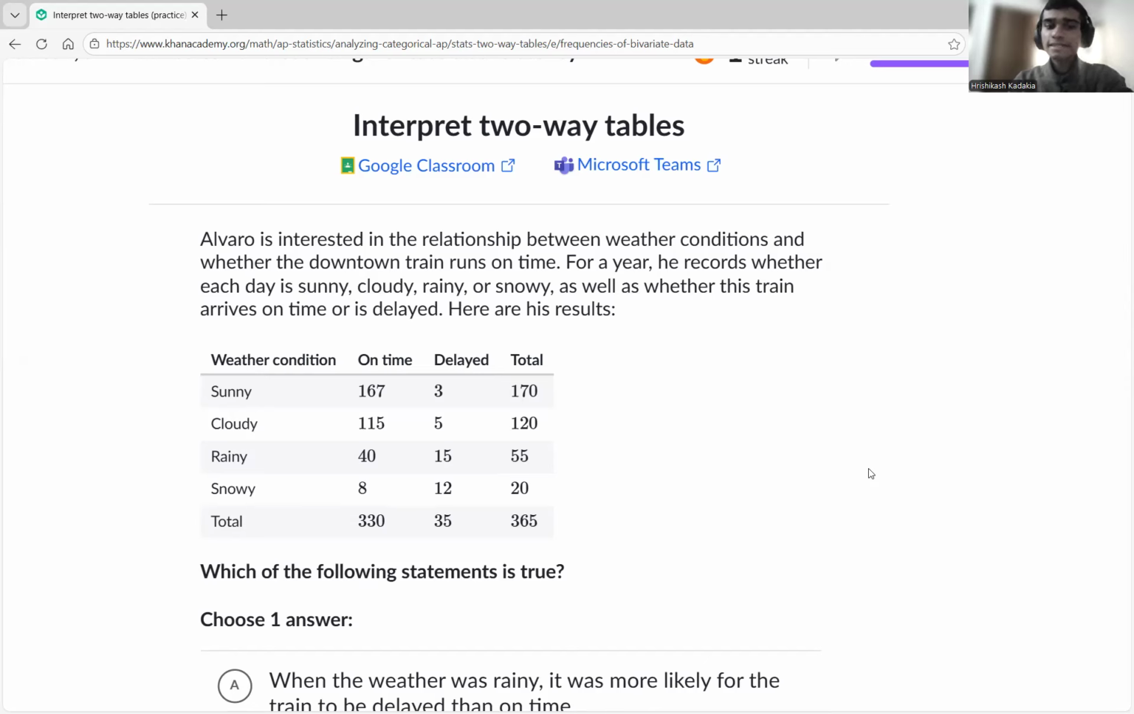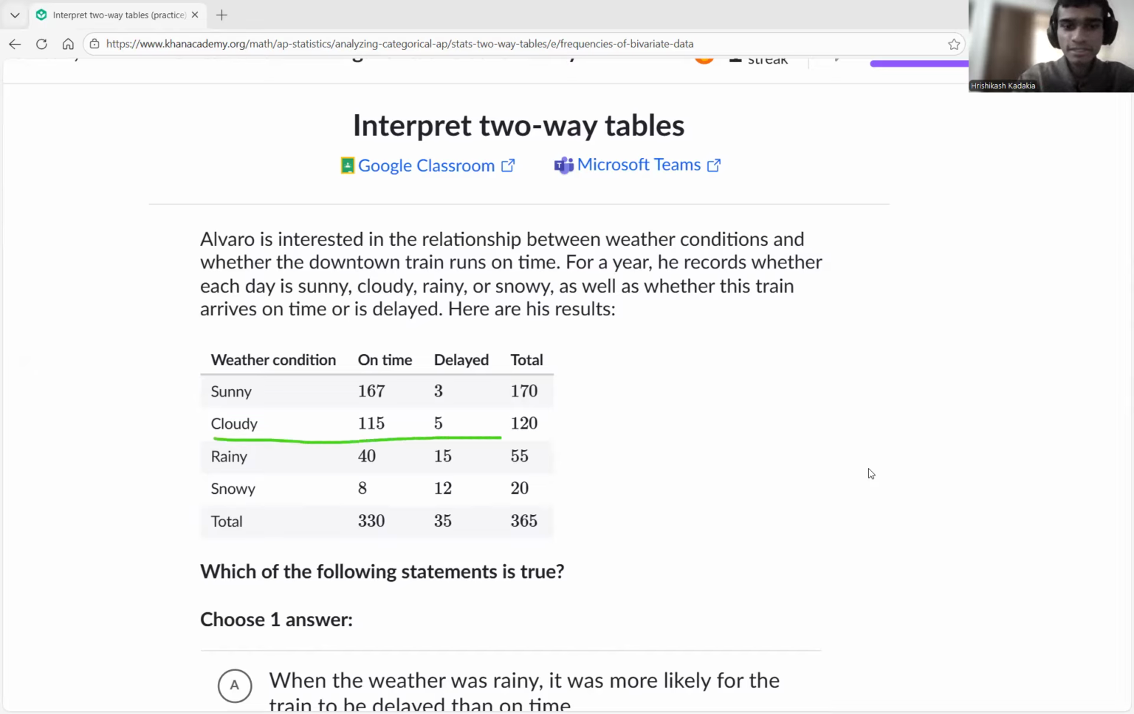Now here it's basically row relative and column relative. I think both of them. Yeah. Here we can actually conclude both of them because we do have all the information. It's not like it's just being given in percentages that these many percent of trains were on sunny days. It's not like a row relative.